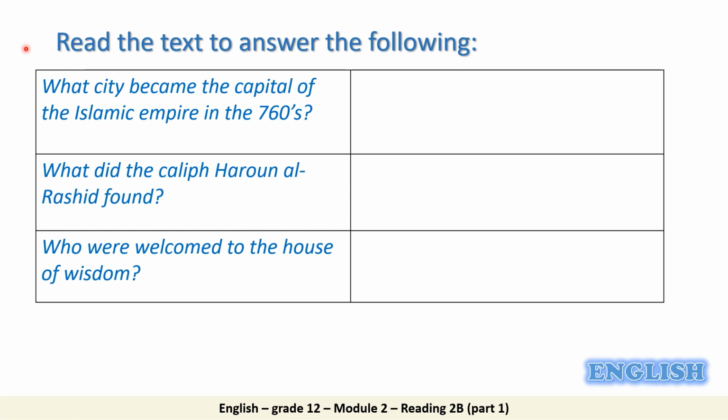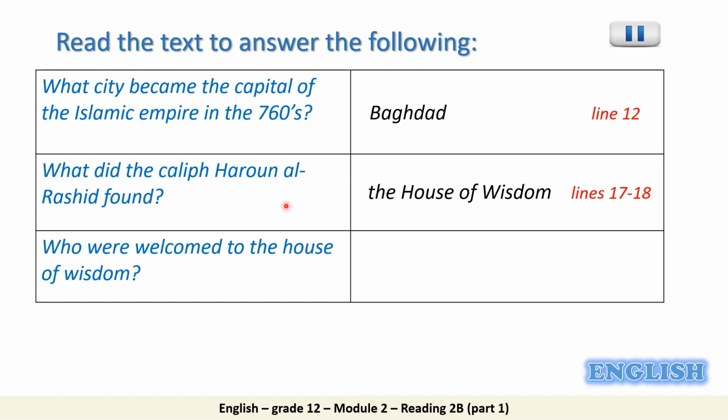Here are some more questions for you to answer. Please pause the video now. Well, what city became the capital of the Islamic Empire in the 760s? Can you tell me? Excellent. It is Baghdad. Caliph Harun al-Rashid founded? Yes, he founded the House of Wisdom. Who were able to come and learn and seek knowledge in the House of Wisdom? Scholars from all backgrounds were welcomed.